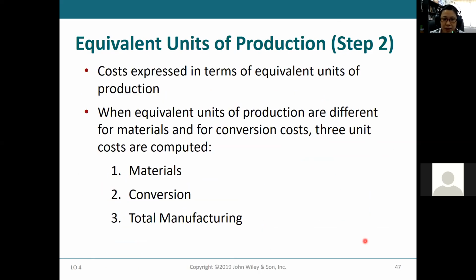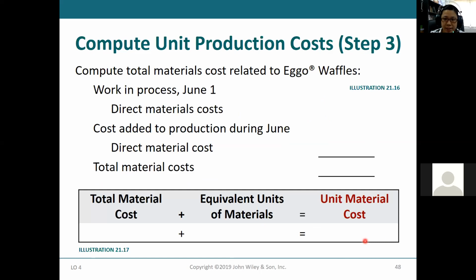The next step. Step number 3, we're going to find how much does it cost for one unit. Or we say that compute unit production cost. Now, to compute the unit production cost, we will take total material cost divided by the equivalent unit of material, and that will give us unit material cost. Okay? How to find the total material cost?